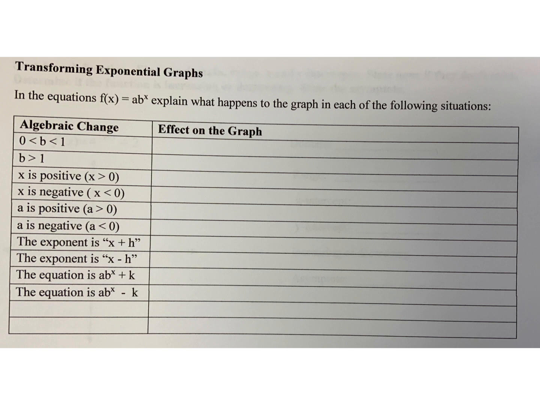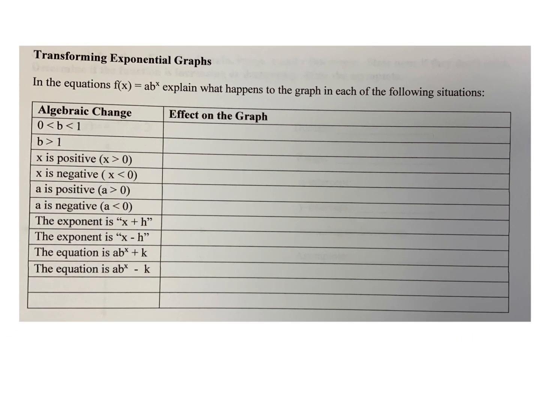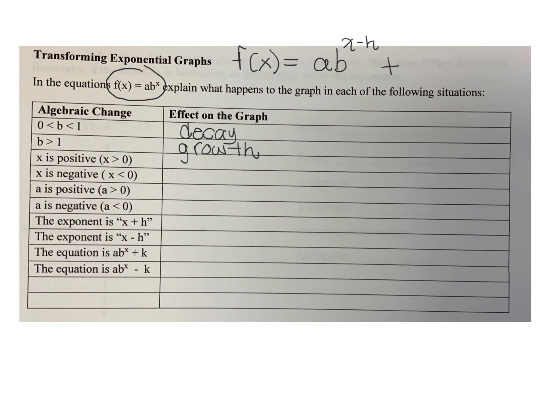Okay, so let's just recap what we've done. If my B is between 0 and 1, we know it's a decay. If the B is greater than 1, it's a growth. And I just want to rewrite the formula up here real quick. I'm going to rewrite this formula as f of x equals a b to the x minus h plus k.